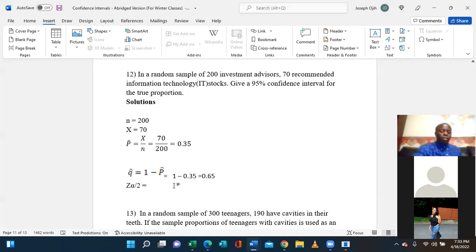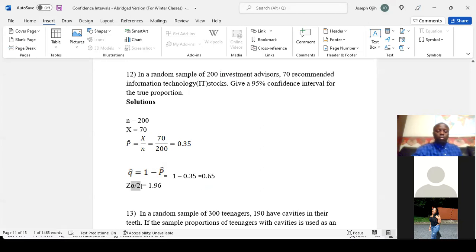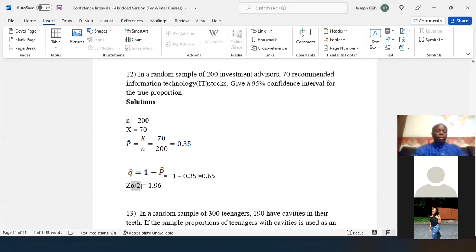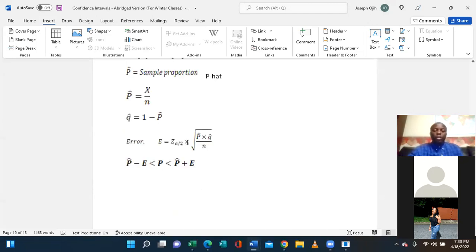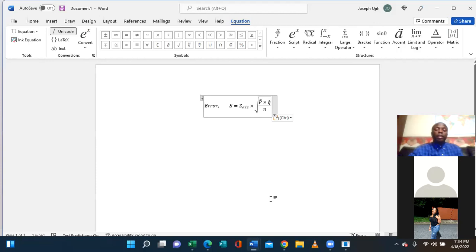It's 1.96. Now next is to calculate the error. Once we get the error margin, we get our confidence interval. The formula for error margin here is Z alpha over 2 times the square root of P hat times Q hat over N. Then put it in the other workbook, put our values in and get our answer, and then paste it in the main workbook.